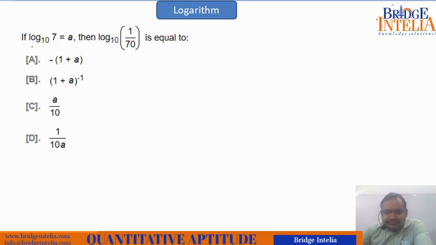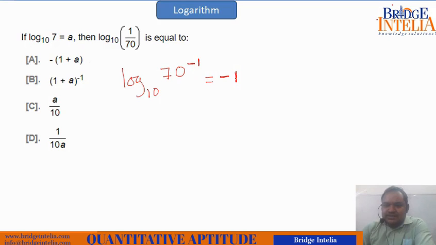Now this is a good one. If log 7 to the base 10 is equal to a, then what is this expression in terms of a? So let us see. Log 1 by 70 can be written as 70 to the power minus 1. So this minus can be taken outside. So this becomes minus 1 into log to the base 10 of 7 into 10.